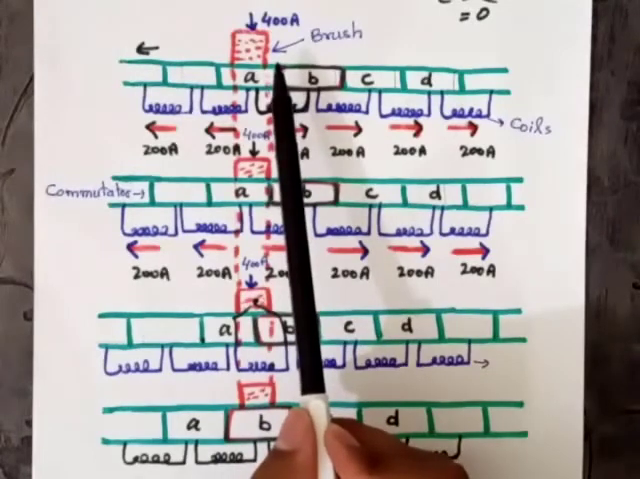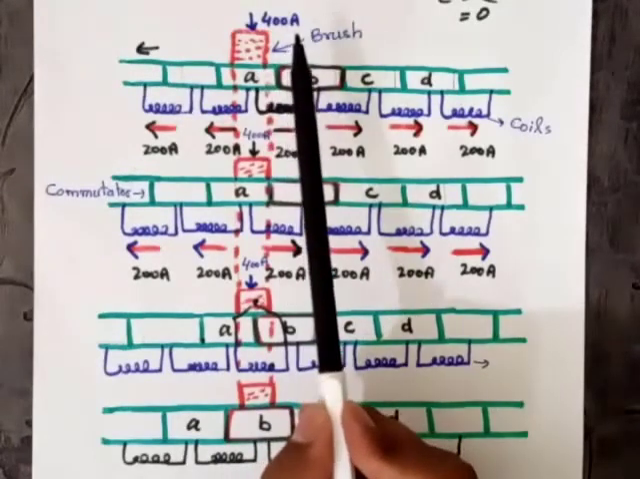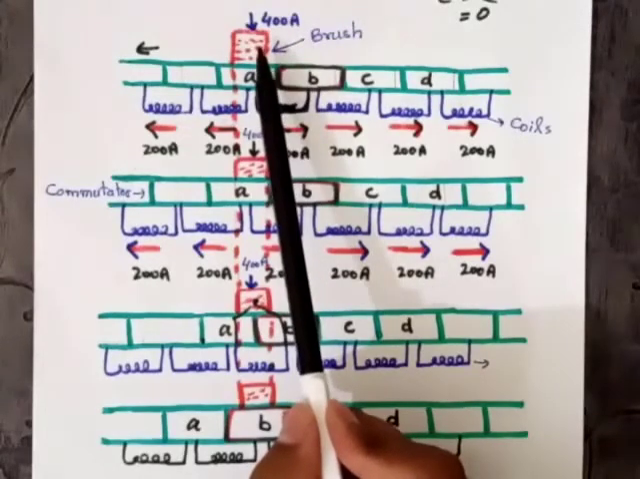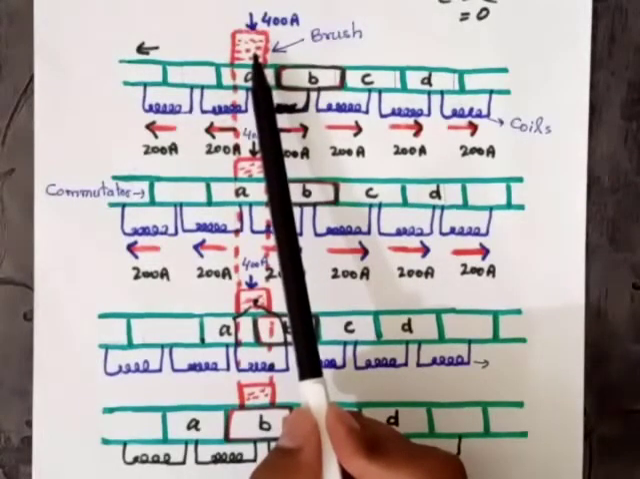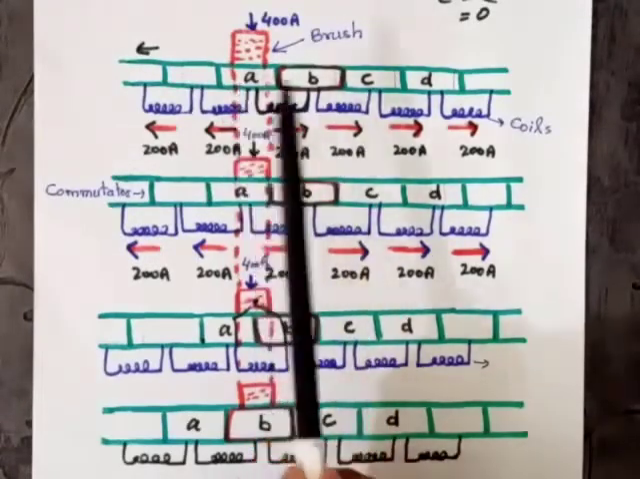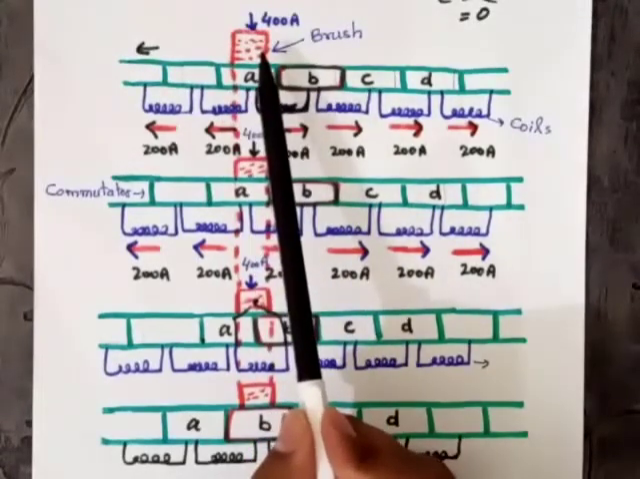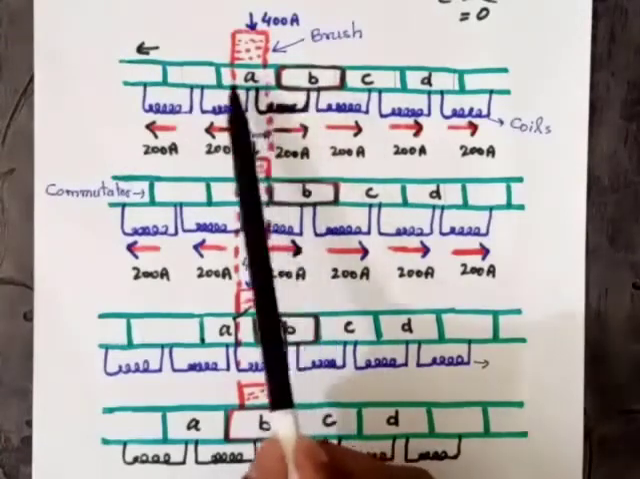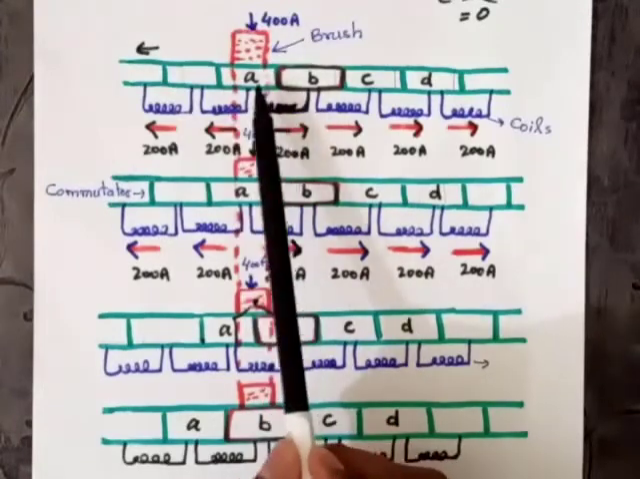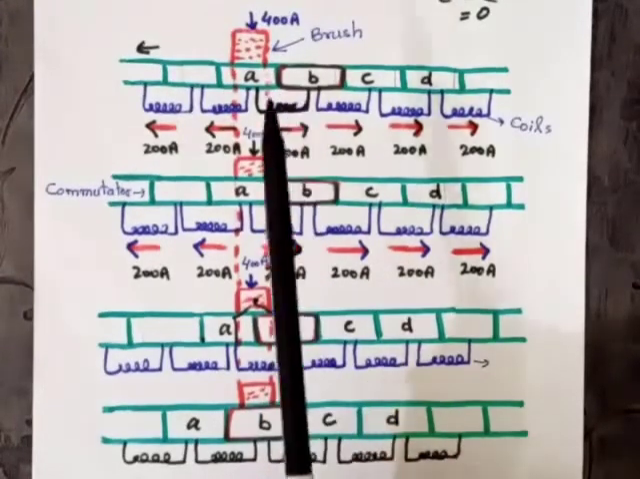As you can see in this figure, the brush is taking 400 ampere current, and it will travel through the commutator segments. As we know, the brushes are connected with the commutator segments, and this 400 ampere current will travel through the commutator segments.